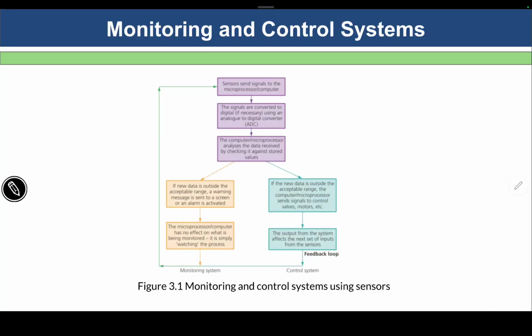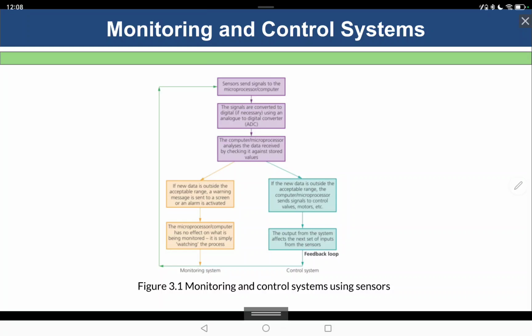Okay, now let's look at monitoring and control systems. We are going to look at the difference between monitoring and control systems and what they have in common. This diagram shows how sensors fit into a larger system. Whether it is a monitoring system or a control system, the cycle is similar.